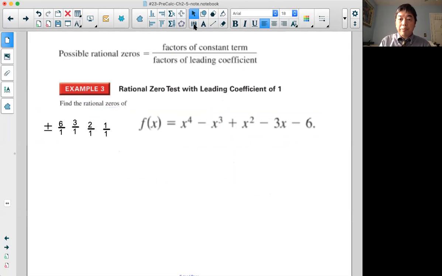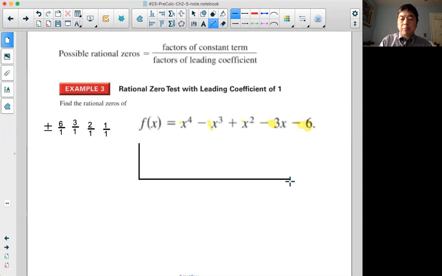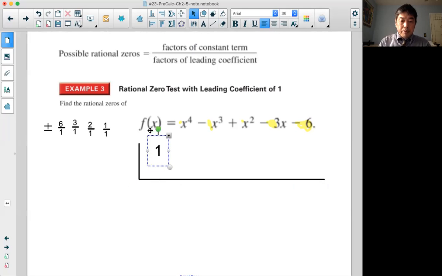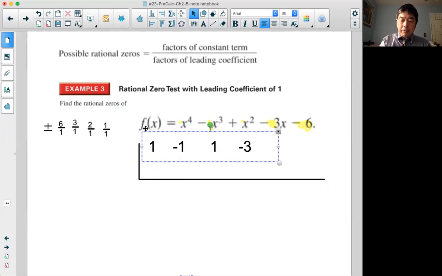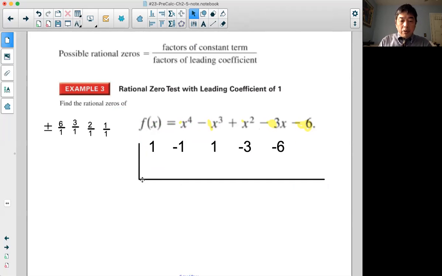For synthetic division, we have to go through the coefficients here. The highlighted section is the coefficients. So you create it like this. There is no skipping exponents, so this is going to be 1, 1, -1, 1, -3, and -6. As I told you, start from positive or -1. Let me start from -1.